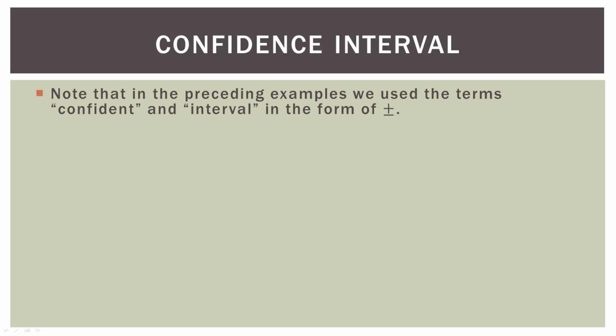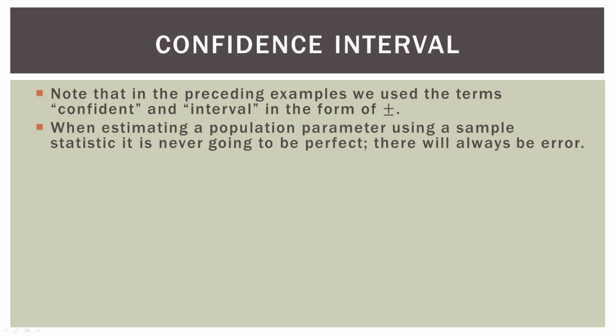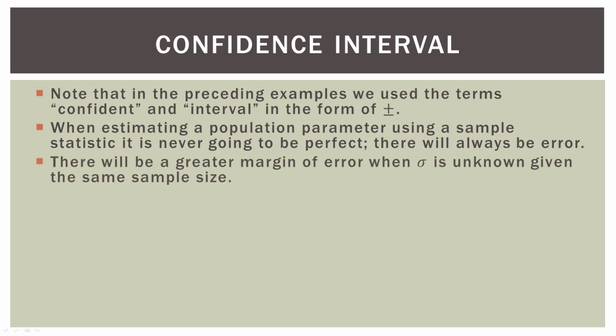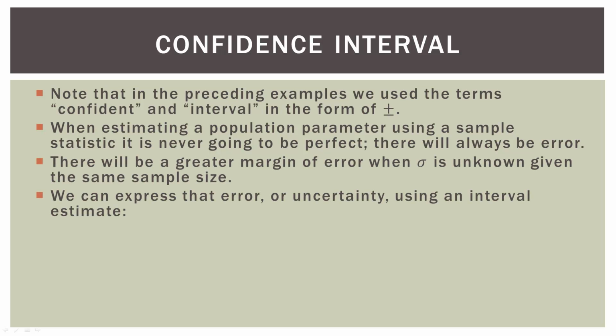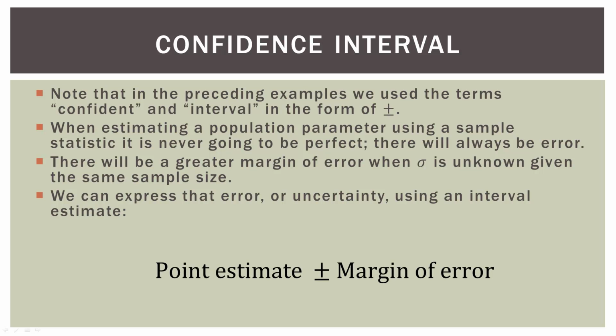So, confidence interval, just to review and then we're done. Note that in the examples we use the confidence interval in terms of plus or minus. When we estimate a population parameter using a sample statistic, it's never going to be perfect. There will always be error. And we just learned that the sample size can greatly affect that error in different ways. There will be a greater margin of error when sigma is unknown given the same sample size. We can express that error or uncertainty using an interval estimate.